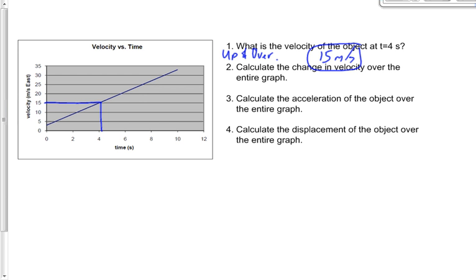Calculate the change in velocity of the entire graph. Well, change in velocity is like finding change in position on a position time graph. So we're going to go up and over, and subtract. In other words, VF minus VI. The final velocity looks to be 33 meters per second. The initial velocity looks to be 3 meters per second. The change in velocity is 30 meters per second.